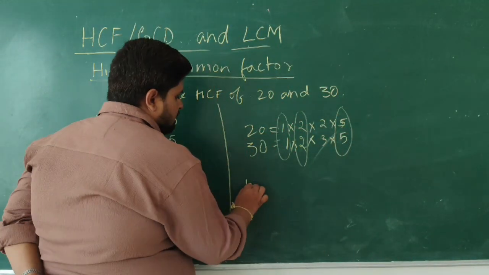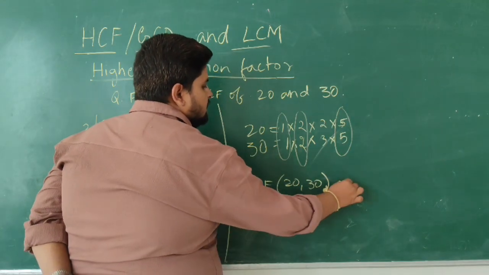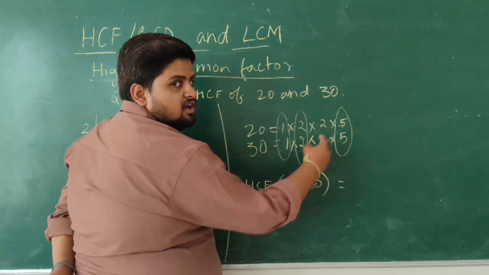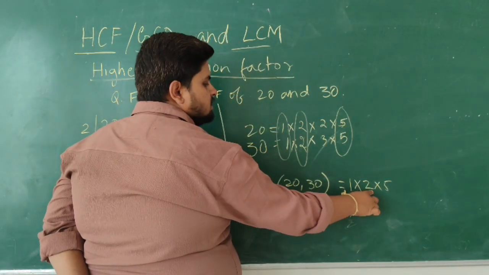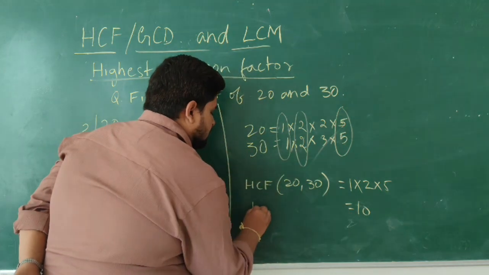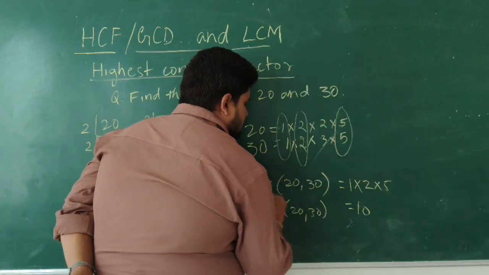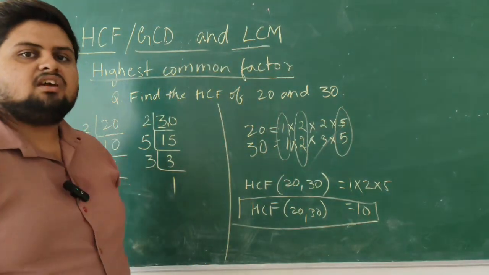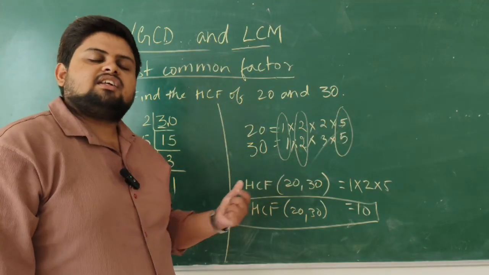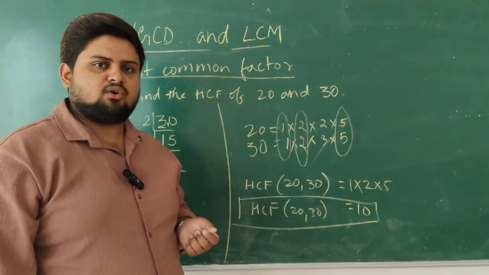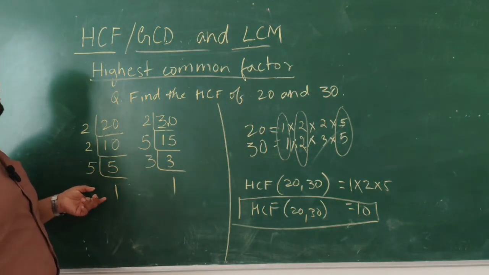So the HCF of 20 and 30 can be taken as 1 into 2 into 5, which is 1 2s are 2, 2 5s are 10. So the HCF of 20 and 30 is 10. This is how we find the HCF of any two numbers. The same method can be applied when you are asked to find the HCF of 3 numbers or more. Now let us look at how to find the LCM of these two numbers.